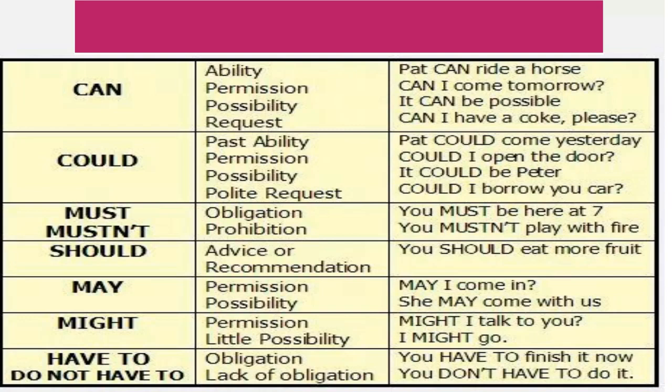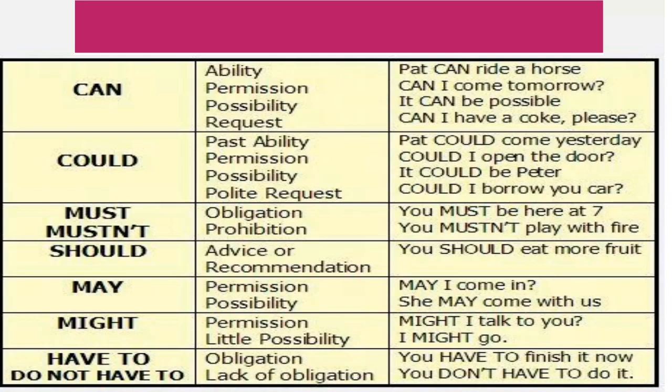And could. Could is used for past ability. Pat could come yesterday. So it is past ability. Then it is also used for permission. Could I open the door? It is used for polite request also. Could I borrow your car? And it is also used for possibility. It could be Peter. So these are the functions of could.